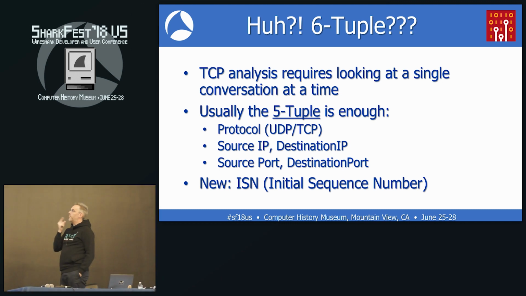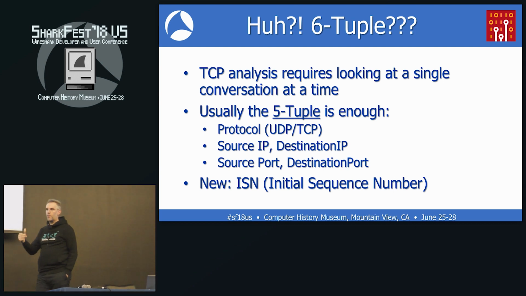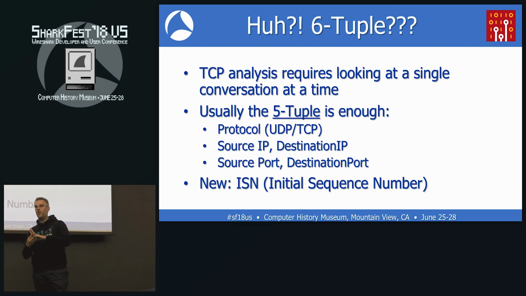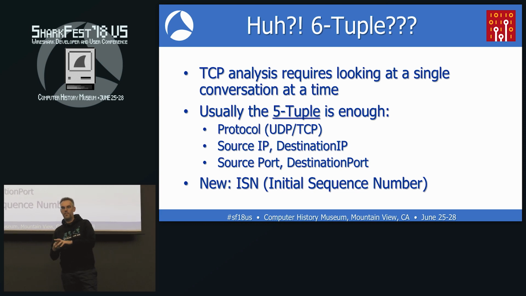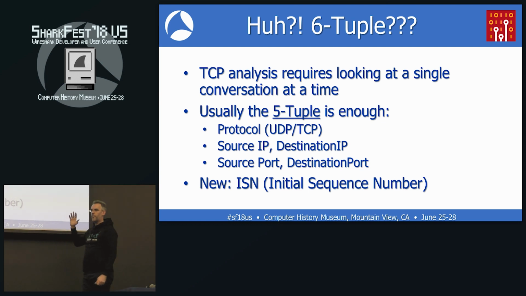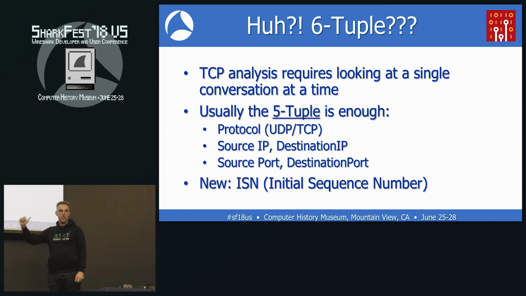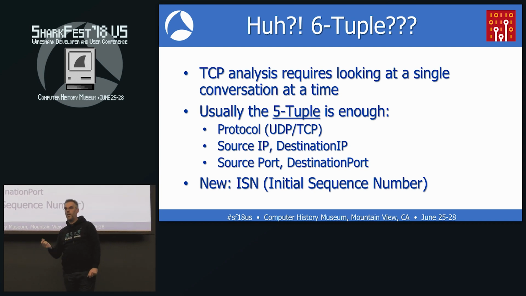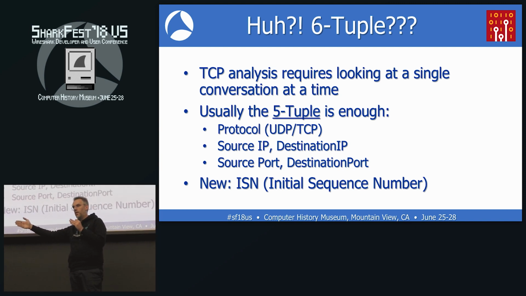TCP analysis usually requires the 5-tuple, so you have UDP or TCP, which is one of the values, then you have source IP, destination IP, source port, destination port, and done, you have the conversation. The problem is if you have port reuse, and that happens a lot, at least in the captures I do, because sometimes I capture for days, weeks, whatever, you will get port reuse. And if you're using the 5-tuple, you end up with tons of conversations, not just one. So I introduced a new thing, and that is the initial sequence number, because the new conversation will have a new sequence number in the SYN packet, and if I see that one, I'm like, okay, cut, this is a new one.